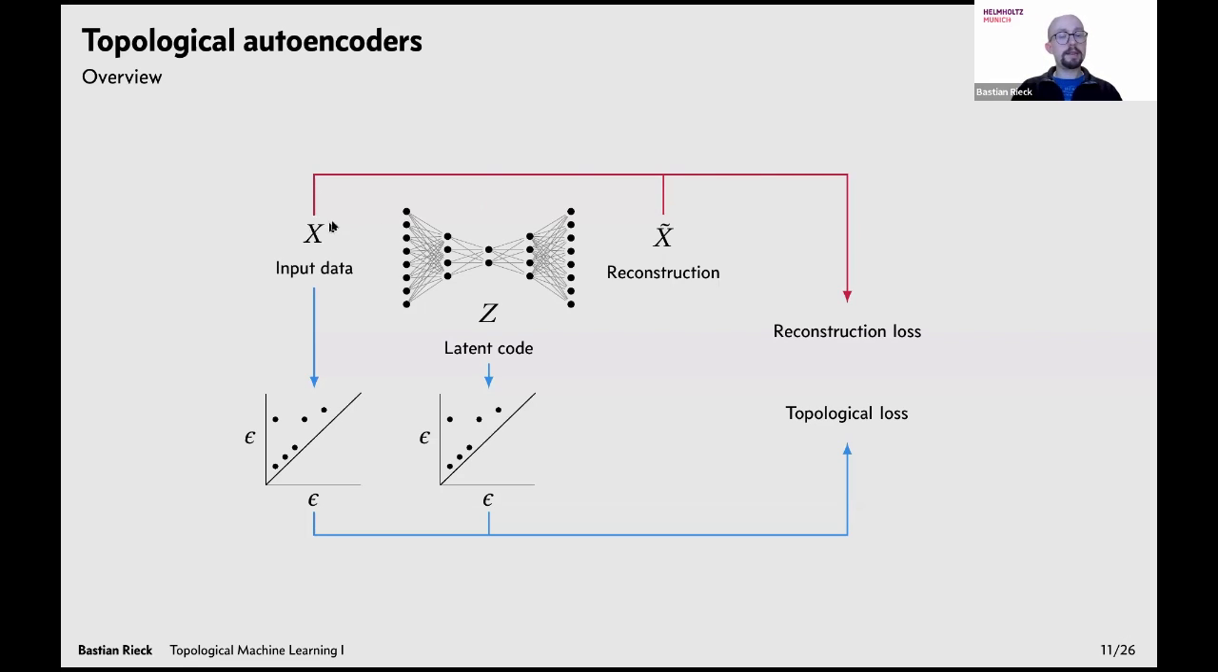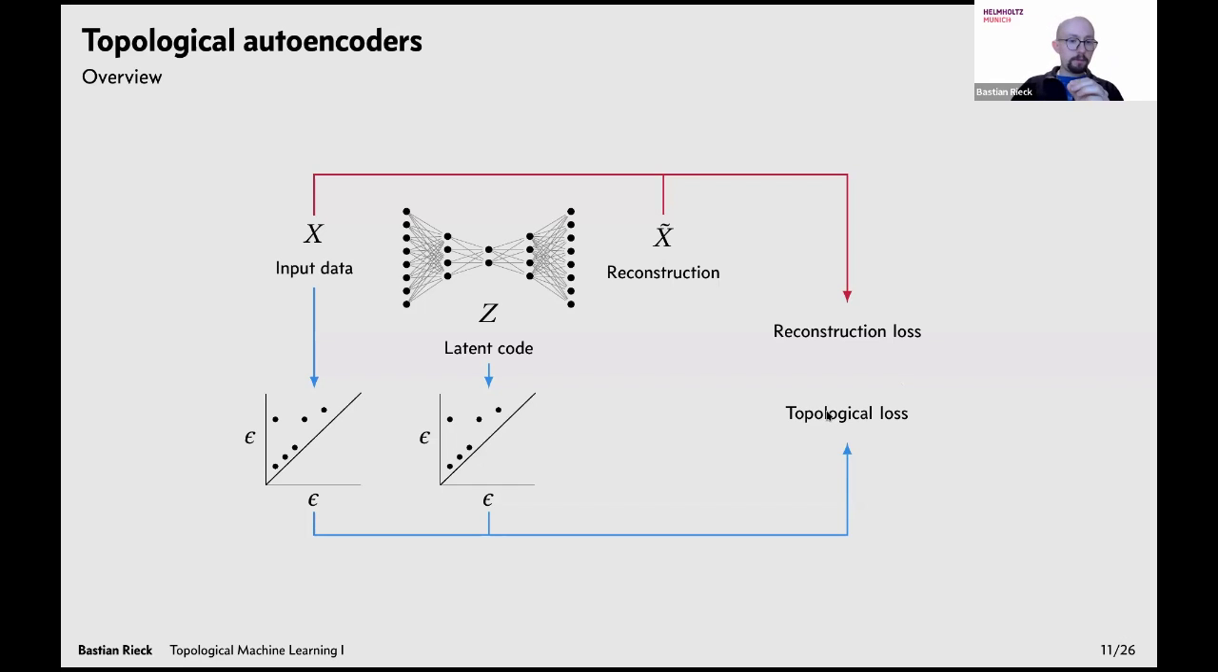You have the input data X, you push it through a neural network, you end up having a latent code Z and a reconstruction X tilde, and you measure the utility and the accuracy, if you want, of this reconstruction by evaluating a reconstruction loss. And now what we did is we added a topology-based loss to the autoencoder by taking the persistence diagram of the input data X, the persistence diagram of the latent code Z, so of the latent representation, and comparing those two diagrams with the topological loss function.